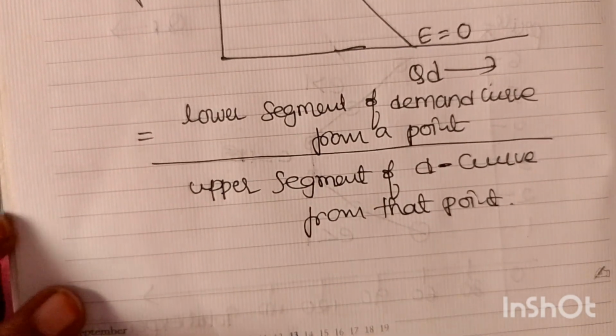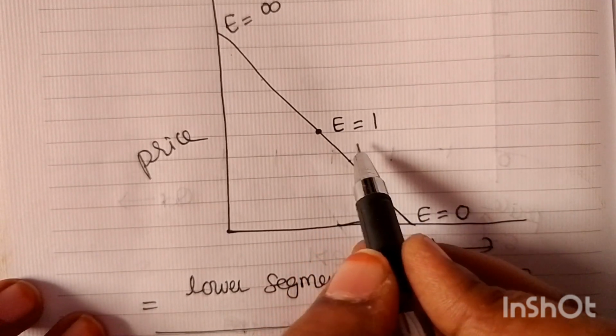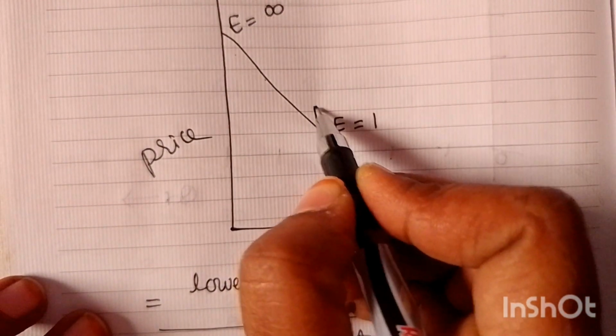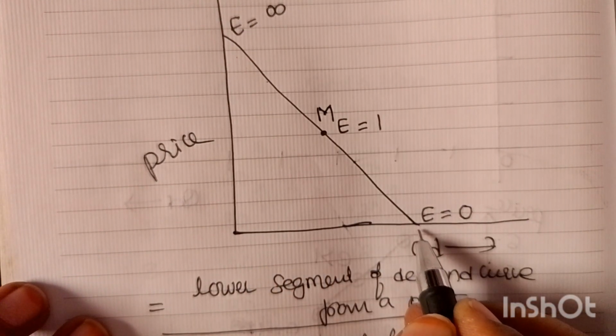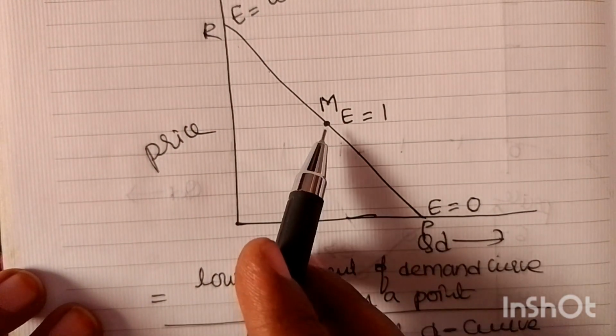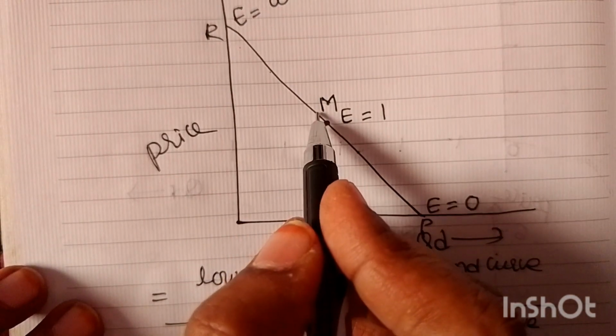So what is a lower segment and what is an upper segment? Suppose this is where elasticity is equal to 1, and if I want to know the elasticity below this point, say M, and suppose this is P and this is R. If I want to know the elasticity at the point M, okay, so this is the point M.